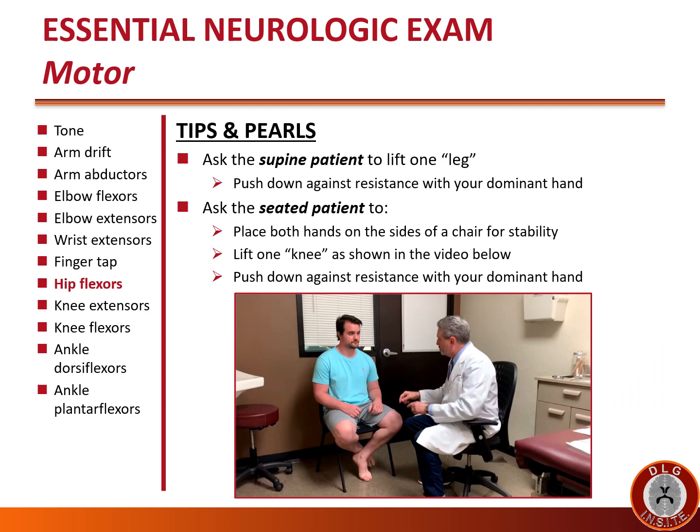Tips and pearls, motor hip flexors. Ask the supine patient to lift one leg. Then push down against resistance with your dominant hand. Then do the other side. Ask the seated patient, however, to place both hands on the side of a chair for stability and lift one knee, as shown in the video below. Push down against resistance, again, with your dominant hand.